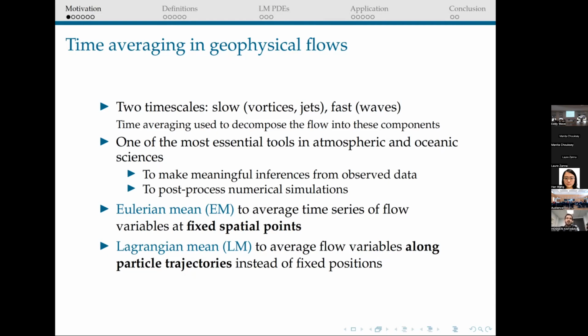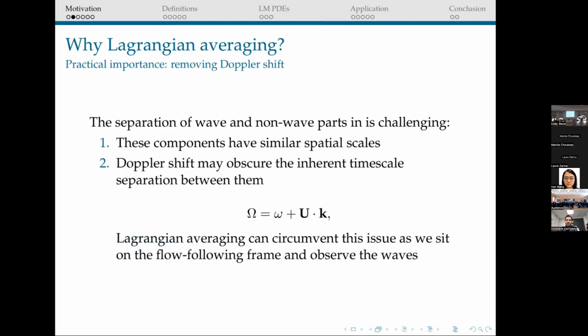One is Eulerian averaging, where we fix a point in space and look at the flow variables or the quantity of interest at that fixed point and then average it. Or we follow a particle trajectory and measure that quantity along the particle path and then average it. In the next couple of slides, I want to make the case for the importance of Lagrangian averaging.